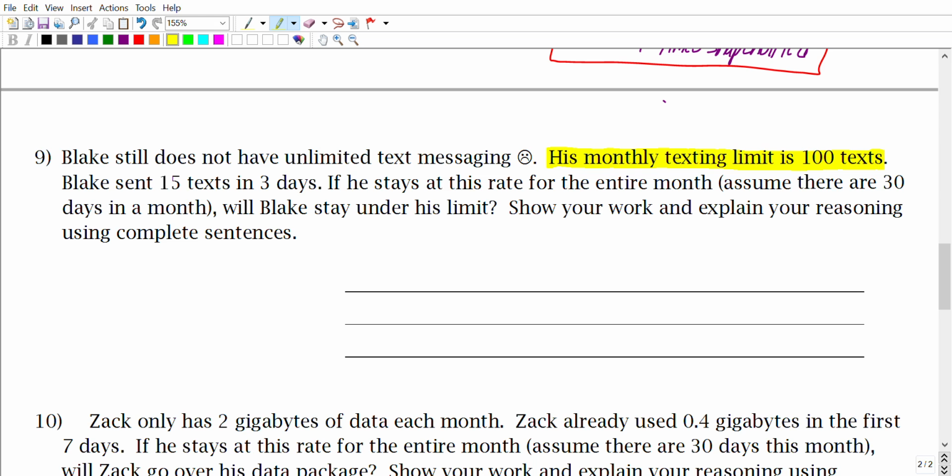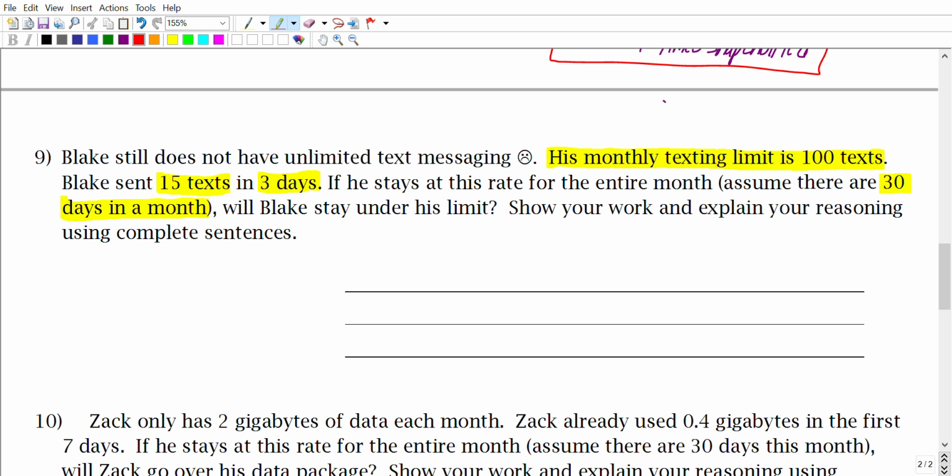Blake sent 15 texts in 3 days. So right away I can start to see what I'm going to be comparing. It looks like it's going to be texts and days. So it says, if he stays at this rate for the entire month, assuming there are 30 days in this month, will Blake stay under his limit? Show your work and explain your reasoning. All right, so let's go ahead and try this out.